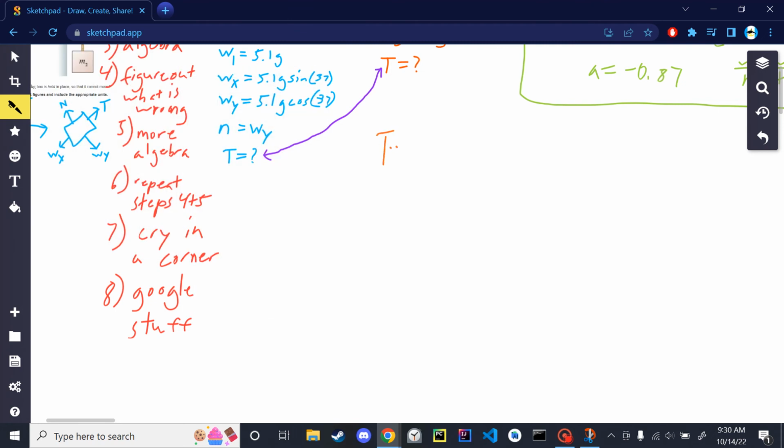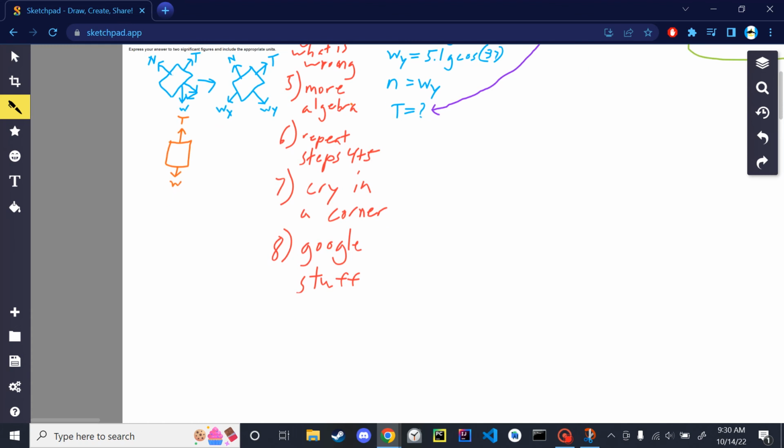Tension. What is the tension of the string if it is held in place so that it cannot move? Oh. I completely misread that question. Oh my gosh.